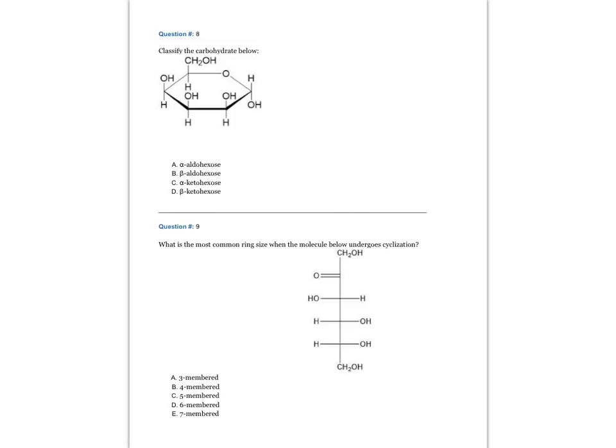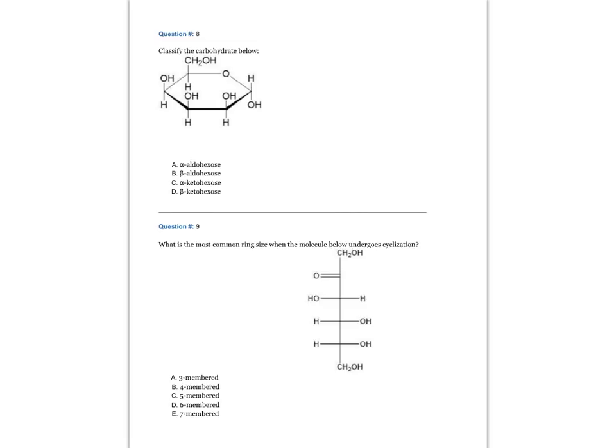Question number 8. Classify the carbohydrate below. Well, with the answers, they're all hexose, so they also have 6. This does have 6 carbon atoms: 1, 2, 3, 4, 5, 6. So yes, they're all hexoses.